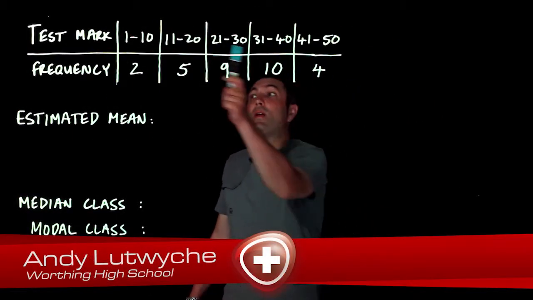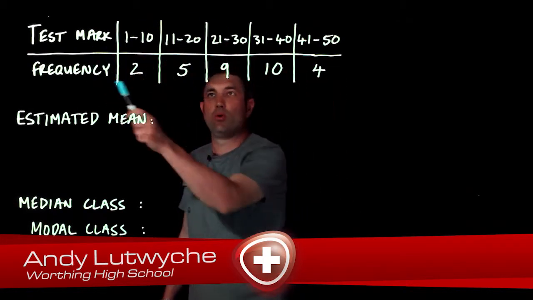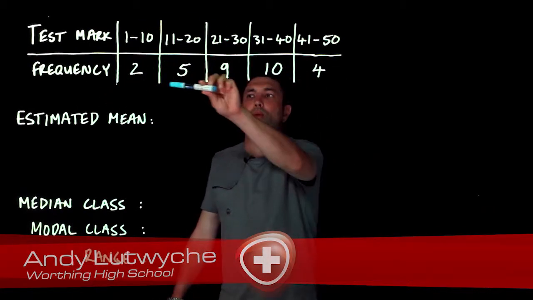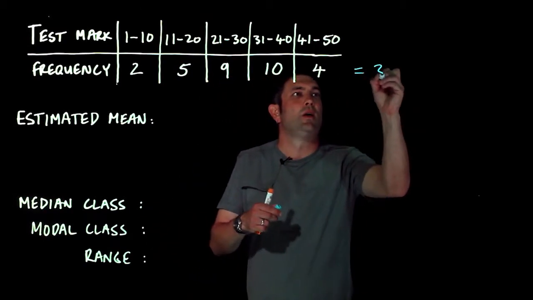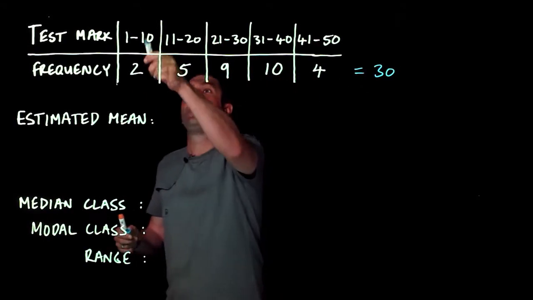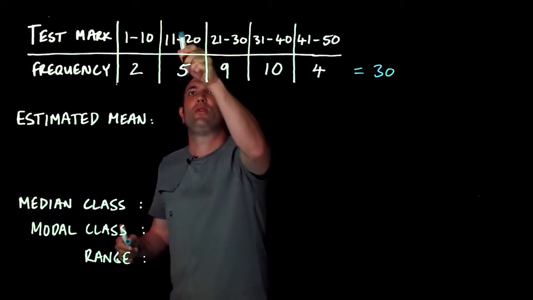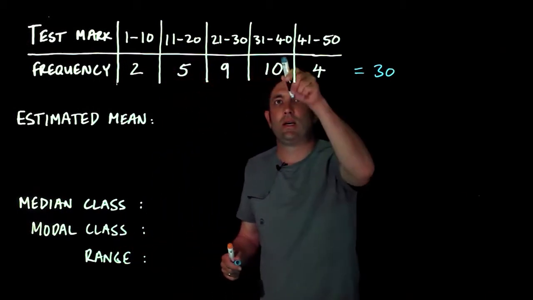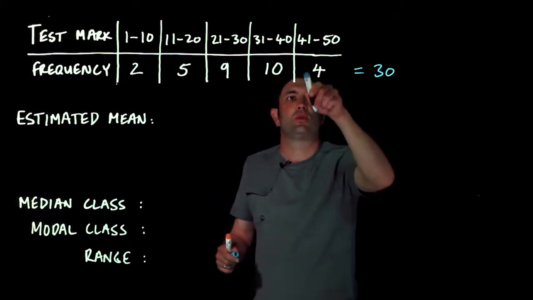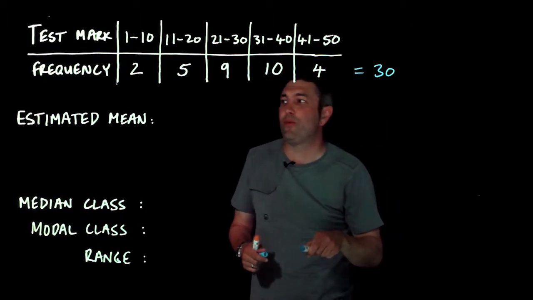Right, now we've got another sort of frequency table, a grouped frequency table, where we've got 30 test marks here. If I add them up, I'm just going to check that's 30, all right? We're told that 2 of them were between 1 and 10, 5 of them were between 11 and 20, 9 between 21 and 30, 10 between 31 and 40, and 4 were between 41 and 50.